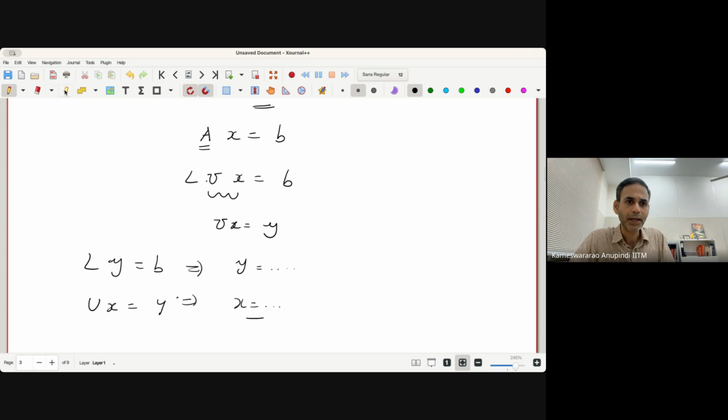That means initially I started out the problem saying I want to calculate X. Now that X is obtained here, by simply doing Ly equals B and then Ux equals Y. This is the forward substitution, and then this is the backward substitution.